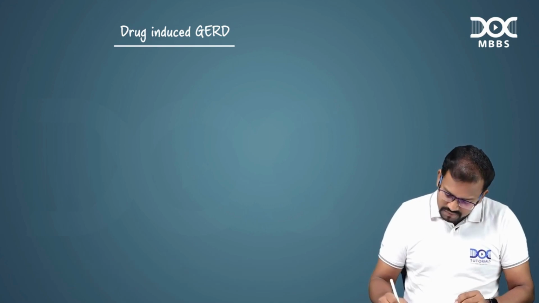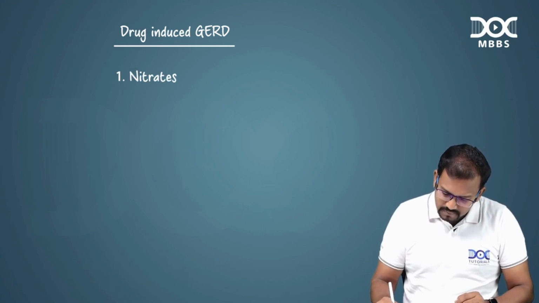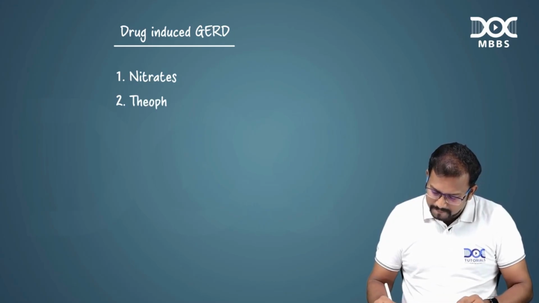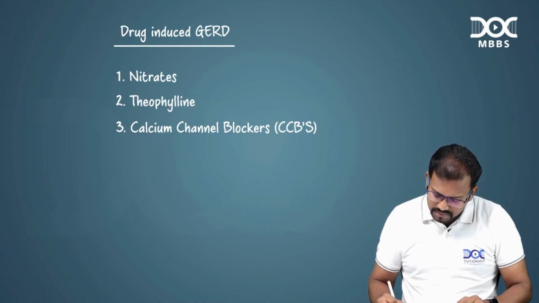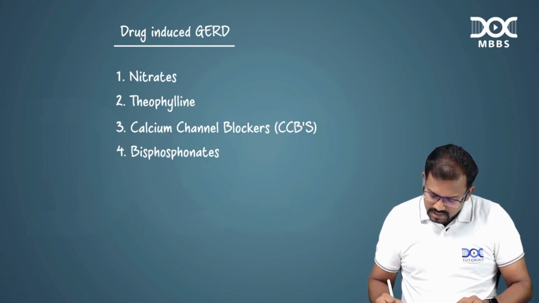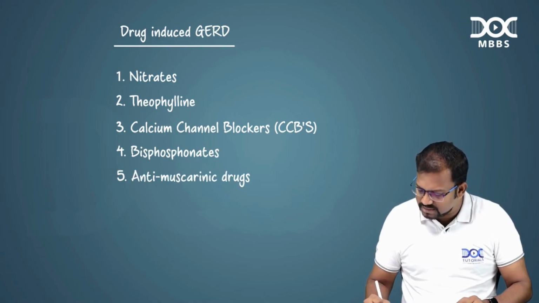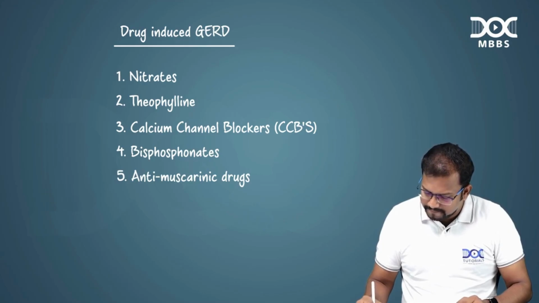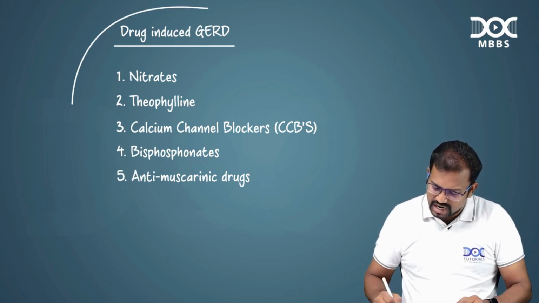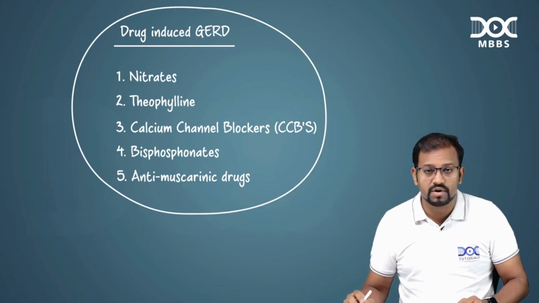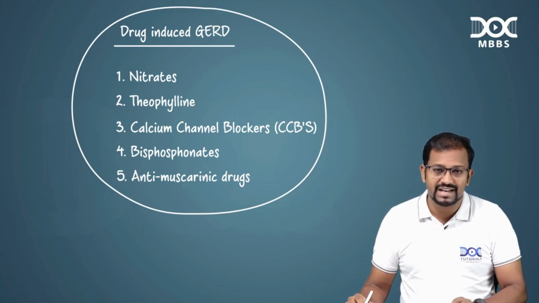The first important drug which we have is nitrates, theophylline. The tea which you drink tends to produce more chances of GERD. Calcium channel blockers, bisphosphonates, especially peroral bisphosphonates, and anti-muscarinic agents. All these drugs tend to induce GERD symptoms, guys. Please note that I'm not talking about gastric ulcer, I'm talking about GERD symptoms.